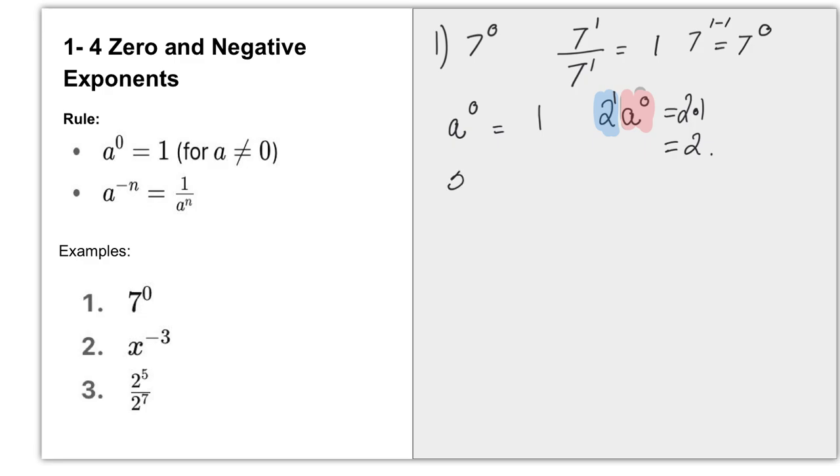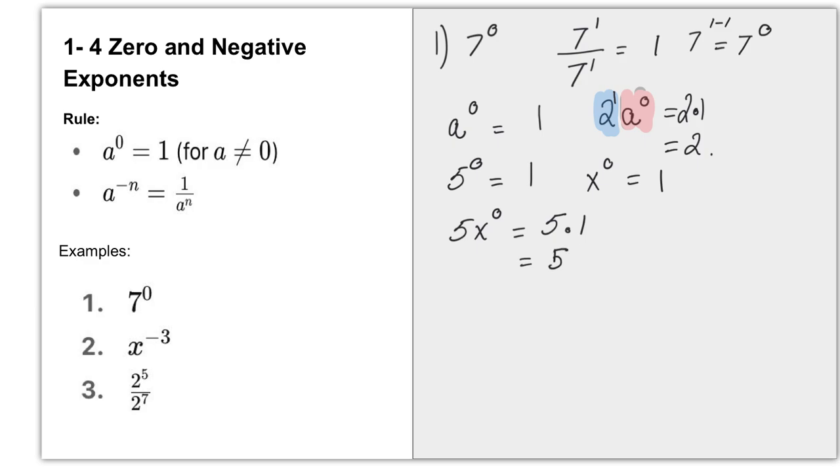So 5 raised to the 0 power, you guessed it, 1. x raised to the 0 power, 1. 5x raised to the 0 power will be 5, okay? Because it's 5 times 1.